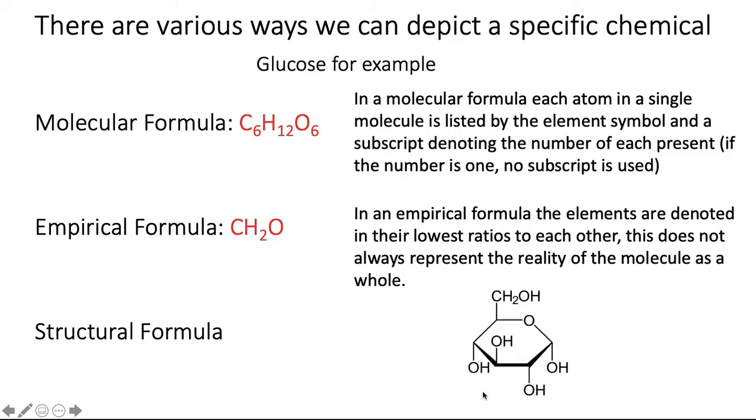Here is the depiction of glucose. At every corner, every intersection here, there's a carbon. We don't write them all, but there's supposed to be a carbon here, or there is, it's just assumed so. So at every point where we have lines that intersect with each other, there's a carbon.